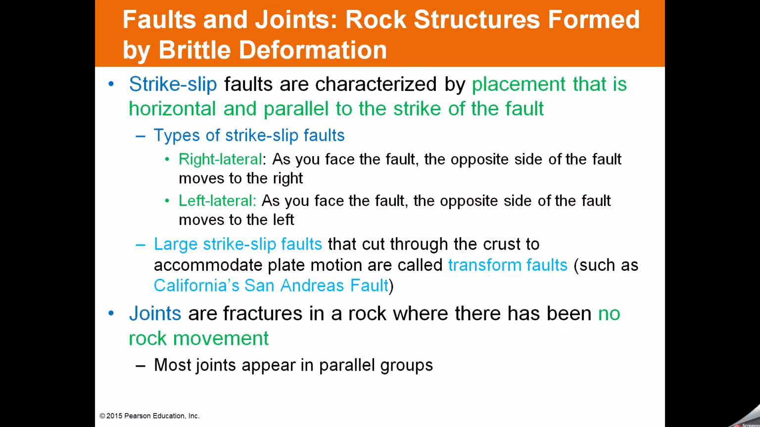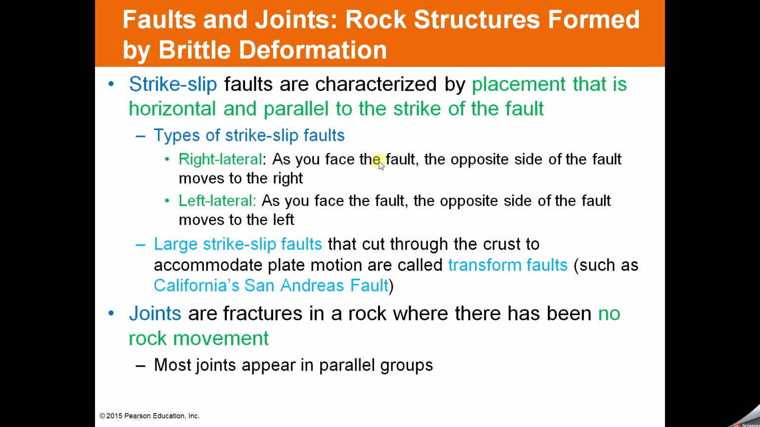Now we go to the other type of faults, strike slip. So we said the movement of the rocks can happen along the fault dip, we call the dip slip, or along the fault strike, we call it strike slip faults. Strike slip faults are characterized by displacement that's horizontal and parallel to the strike of the fault. Types of strike slip faults: right lateral and left lateral.